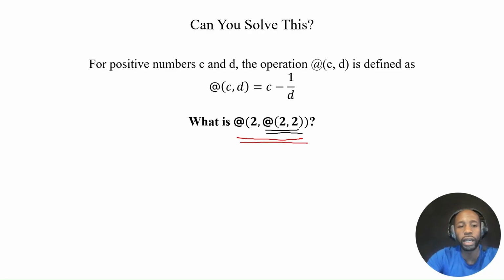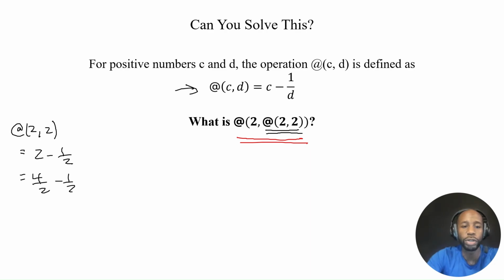All right, so let's find @(2, 2). According to this, that's going to be equal to 2 minus 1 over 2, which you can rewrite as 4 over 2 minus 1 over 2, which is 3 over 2.